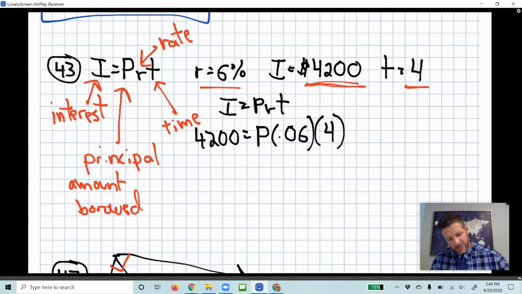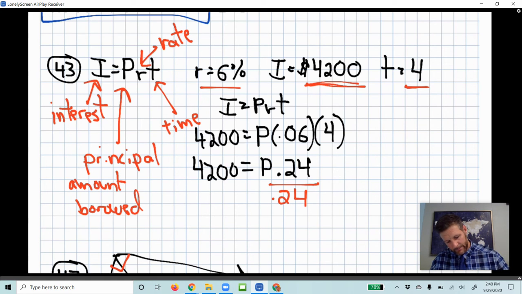I can simplify this before I solve for P. 4,200 is equal to the principal, and we need to go ahead and calculate what 0.06 times 4 is. That's going to be 24 with 2 decimal places, so that's actually 0.24. So P times 0.24. And now we just need to do a little bit of algebra to get the P by itself, and that's if I divide by 0.24. So 4,200 divided by 0.24. That's going to tell us what P equals.